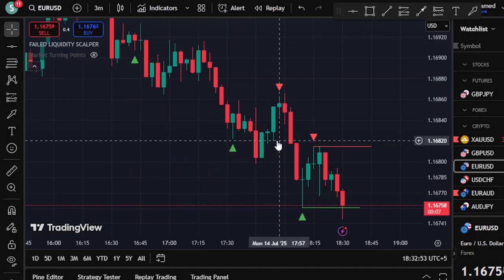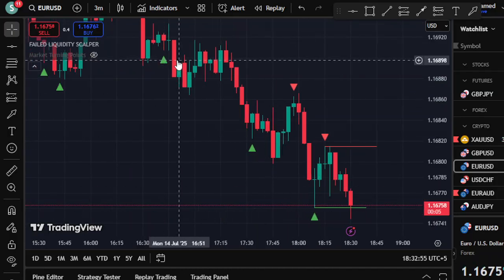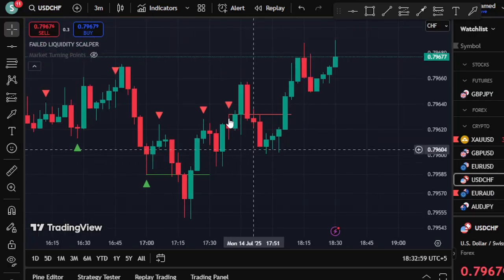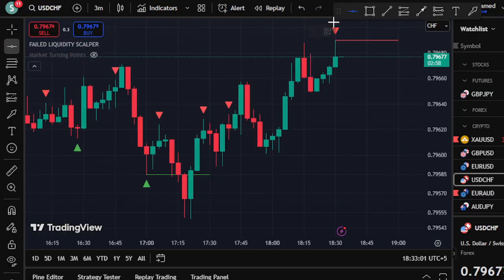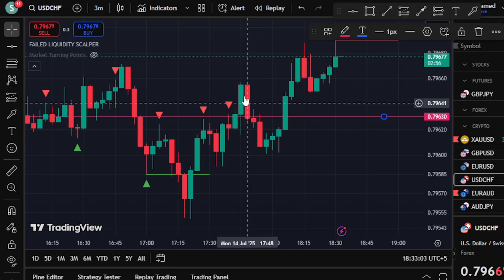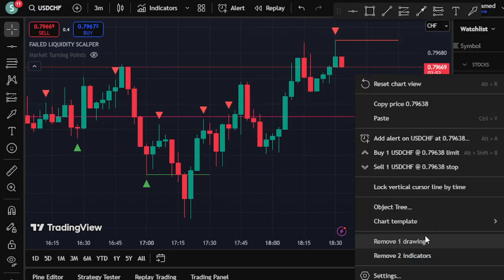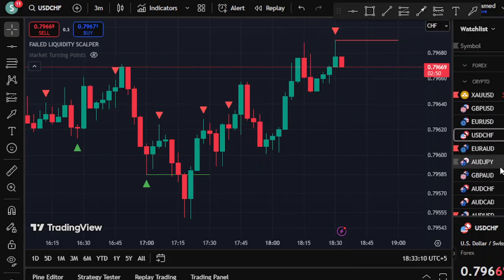Like Euro USD. Look, this is the signal failure. You can sell from here. This is another failure, liquidity failure. You can sell from here. If the price breaks above the high, you can buy, you can add one more position from here. You can see the price is up, and there is no repainting, nothing like that in that indicator.